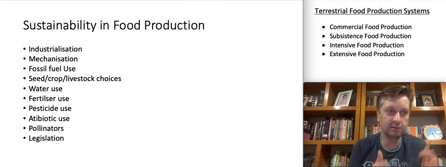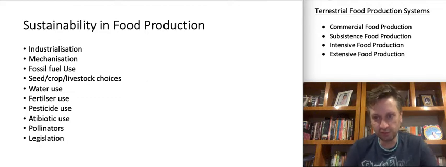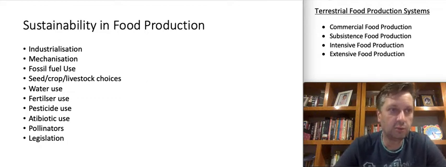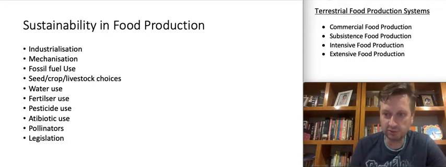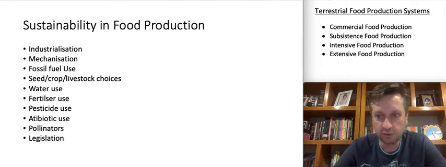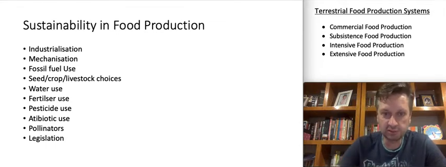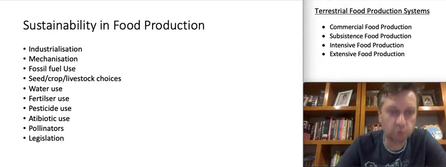Also in MEDCs, again, this is perhaps moving into the territory of the second video, we're able to make much more choices about what foods we eat in terms of whether it's organic, free range, and we can choose to be vegetarian or vegan perhaps. Those are choices that are not available to the average person in LEDCs. Okay, next one is water use.